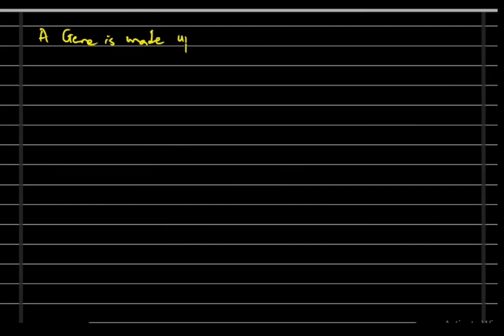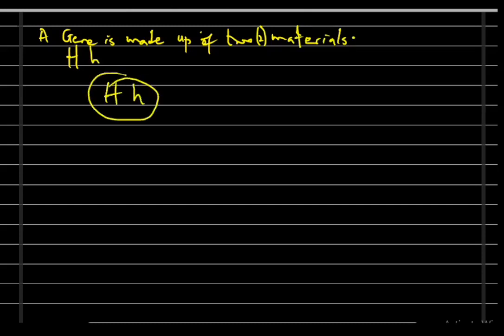A gene is made up of two materials. For example, we could have something like this as a gene. Now, let me put it here. Capital H and small h. This together is what we refer to as a gene.